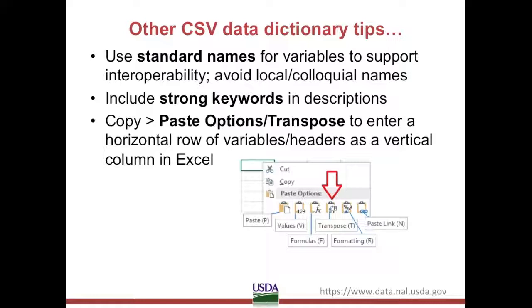While formatting is a huge part of creating a CSV data dictionary, another important aspect to consider is the content itself. Some tips include using standard names for variables to support interoperability. We discussed the reasons for this earlier, and standardizing these variables now will save a lot of time and potential error that could occur if the values are normalized later on. Avoid local or colloquial names, since not everyone may use those terms or know exactly what they mean or refer to.